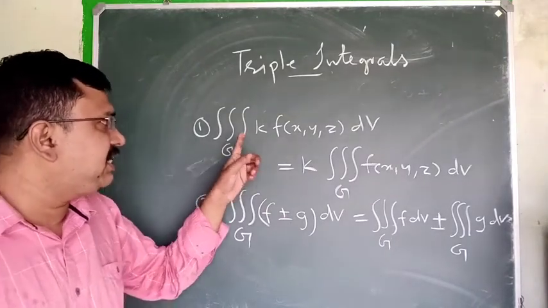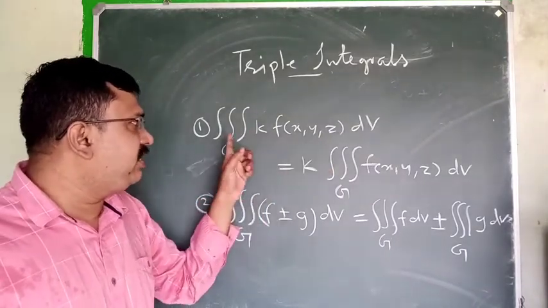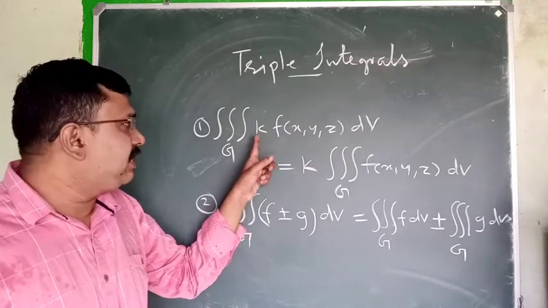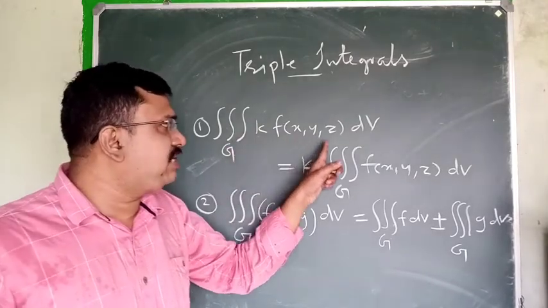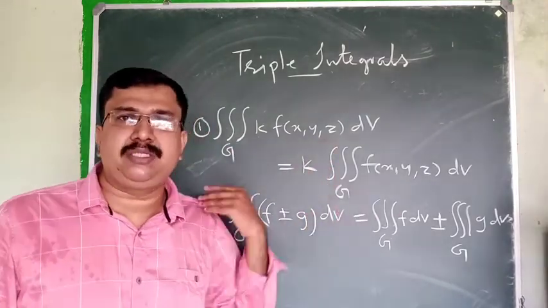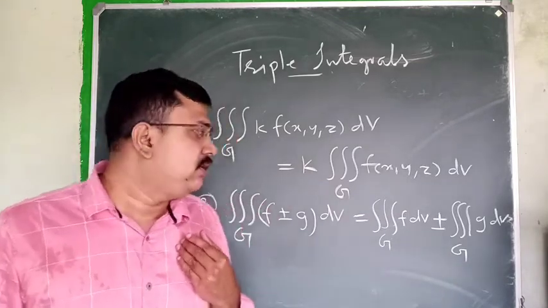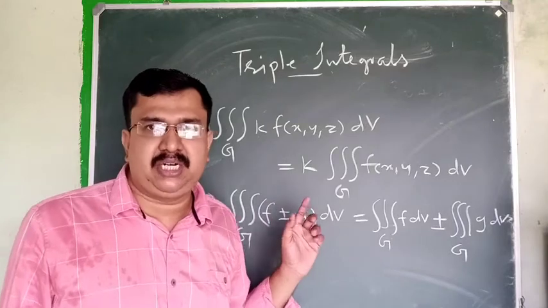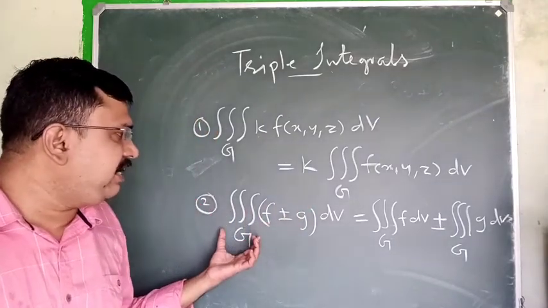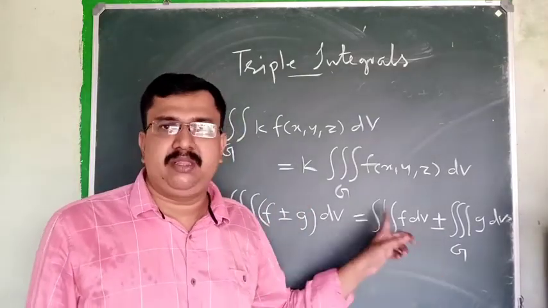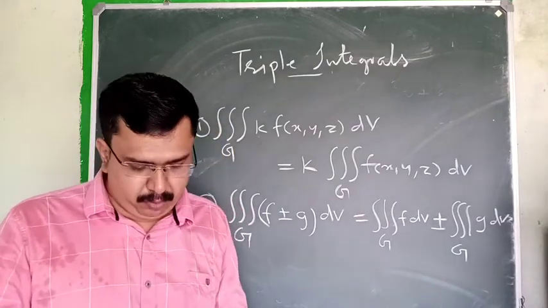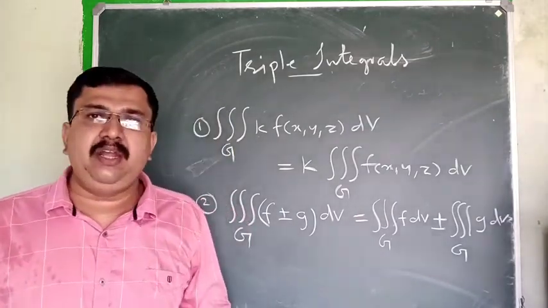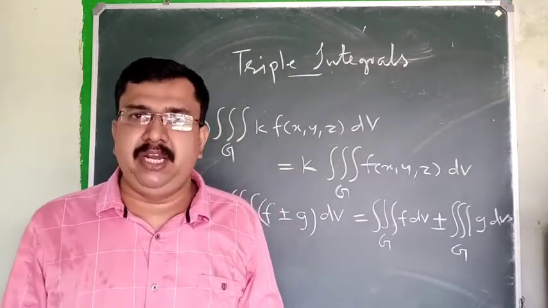The first property is that k, a constant, can be taken outside the triple integral of k into f(x, y, z). The second property is that when we integrate the sum or difference of two functions, it splits into separate integrals. Those are the two important properties. Now we can do a problem based on triple integrals.